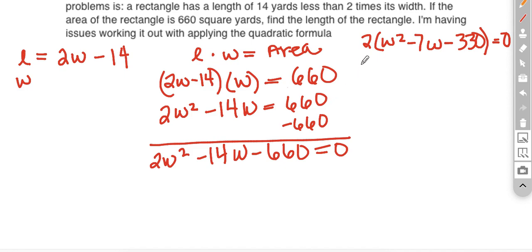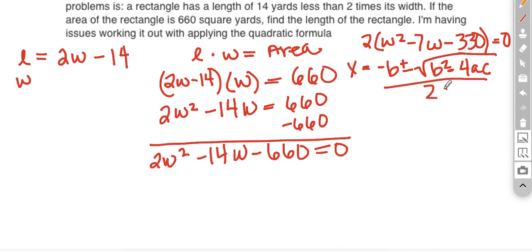And so that formula is x equals negative b plus or minus the square root of b squared minus 4ac, all of this divided by 2a. And the number in front of w squared is my value for a. This is going to be my b value, the negative 7, and then c. So now I'm just going to substitute in.